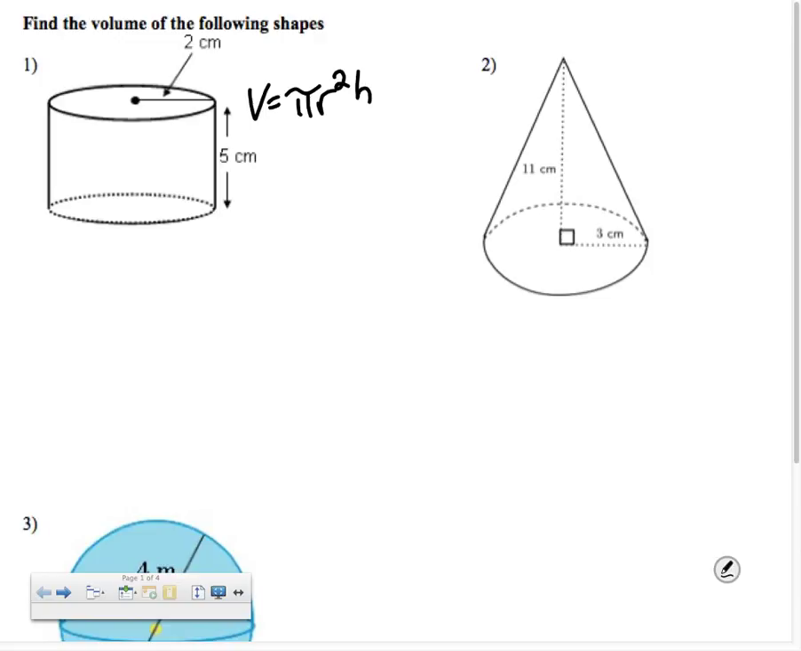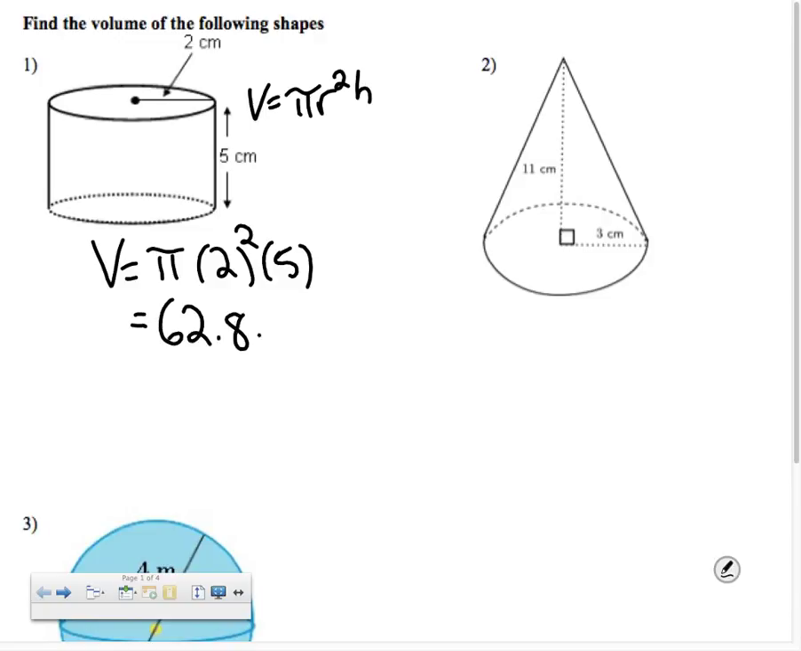So in this case, it's just basic plug and chug. V equals pi times 2 squared times 5. Do that arithmetic here, you get 62.8 centimeters cubed. Again, you have to plug that into your calculator. Boom, knock it out. Because you don't want to do this pi squared stuff by hand.